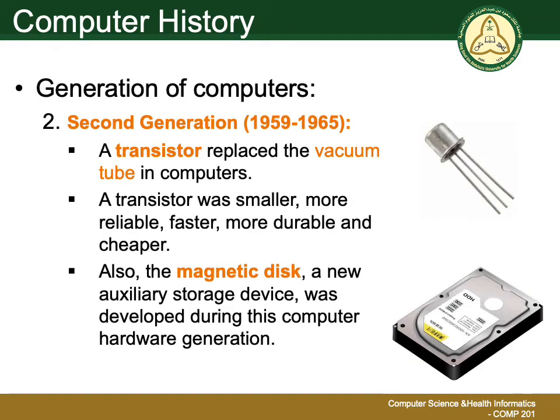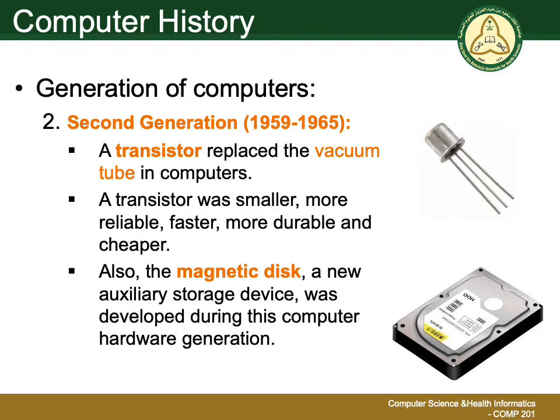The second generation then came right after the 50s, from 1959 to 1965. In that generation, computer scientists invented something that changed the whole game of computing. They invented something called the transistor. This is for your information, it is one of the greatest inventions of the last century.